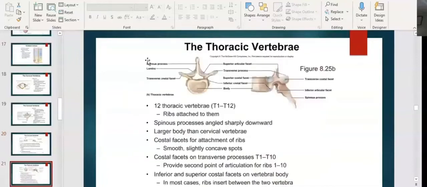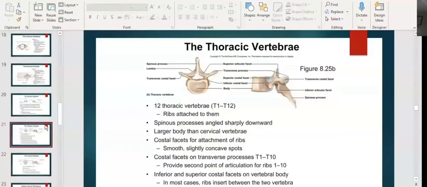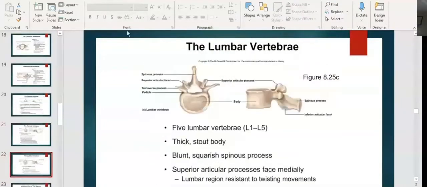Thoracic vertebrae, the vertebrae that we have in the thorax. So what do we have? We have the vertebral foramen, spinous process, transverse process, body, superior articulating facet, inferior articulating facet. The next vertebrae are the lumbar vertebrae, and you have the same thing: vertebral foramen, transverse process, spinous process, body, superior articulating facet, inferior articulating facet. You see the same thing for all of them.